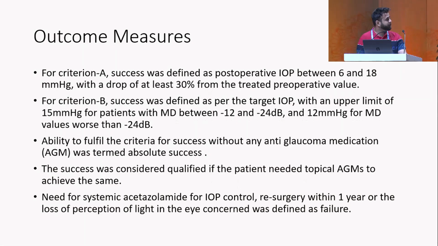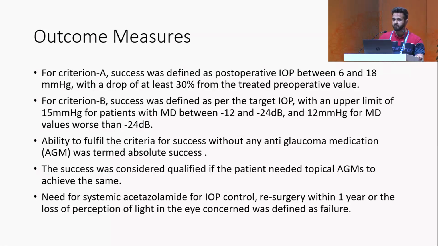So for the outcome measures, we decided to follow the WGA consensus for reporting glaucoma trials, where two different criteria were established. For criterion A, it warranted the use of an upper limit of IOP and a minimum reduction from baseline values. These were set at 18 millimeters of mercury and at least a 30% reduction from preoperative values, or a reduction in number of medications was considered as success.